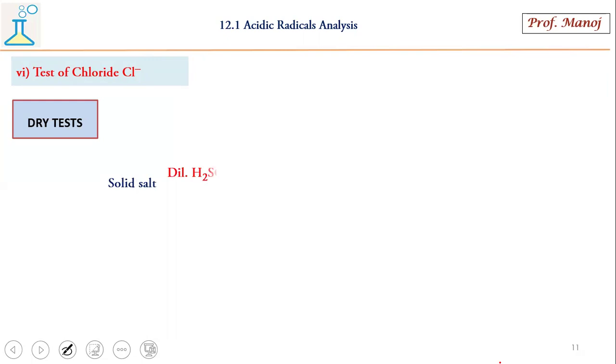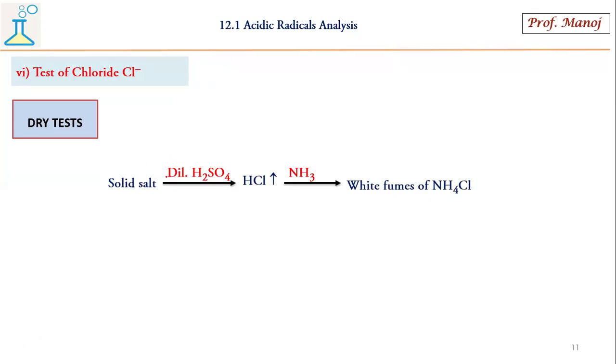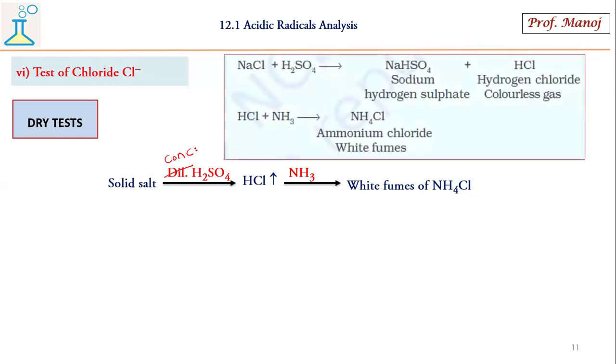So if you take solid salt and treat it with sulfuric acid, it releases HCl gas. When treated with ammonia further, white fumes of ammonium chloride are seen. Correction over here, this needs to be concentrated. So what is the reaction set involved? Very, very simple. Solid salt is this particular one, treated with concentrated H2SO4, and that gives you the HCl, which reacts further.